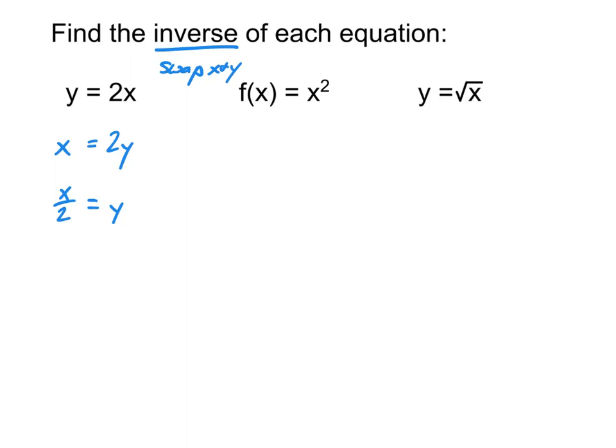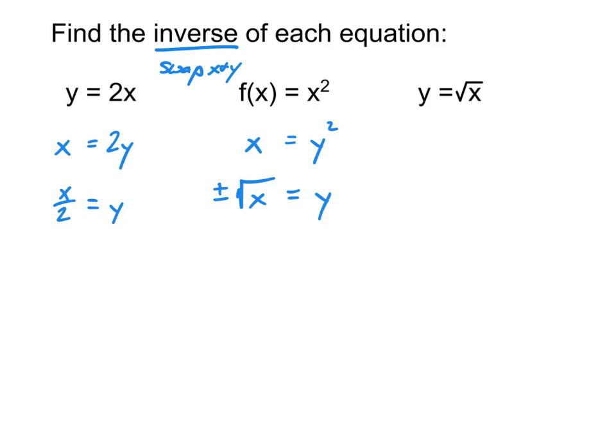So, in the case of the second one, well, swap x and y first. Remember that f of x is just a fancy name for y. So I'm going to go ahead and turn this into x equals y squared. And now I can solve it by taking the square root of both sides. When I take the square root of both sides, what do I need to remember to include? Yep, that plus or minus in front of the square root.